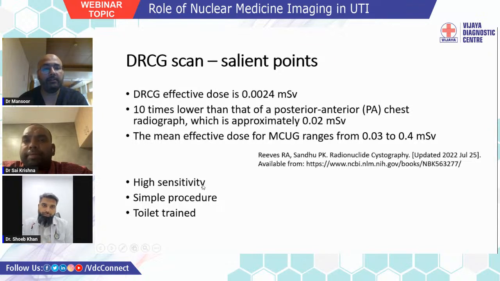DRCG has a higher sensitivity, and is a simple procedure. But the important point is that the child needs to be toilet trained.